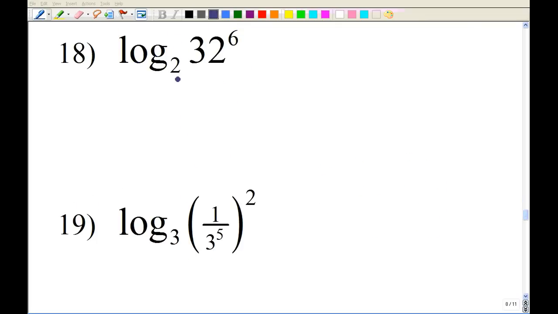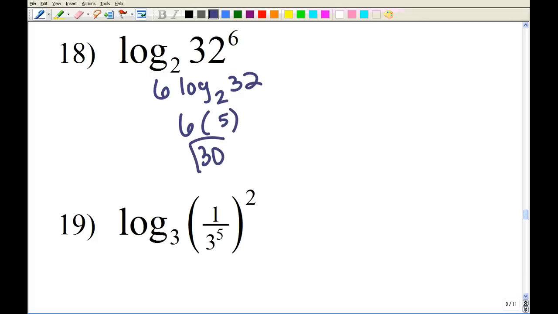Okay, so again, log base 2 of 32 to the 6. I've got an exponent, I'm going to move it to the front. So I've got 6 times log base 2 of 32. And I've got the 6 times 2 to what power gives me 32? Well, that's 5. So 6 times 5 is 30. So you can see how quickly these problems go.